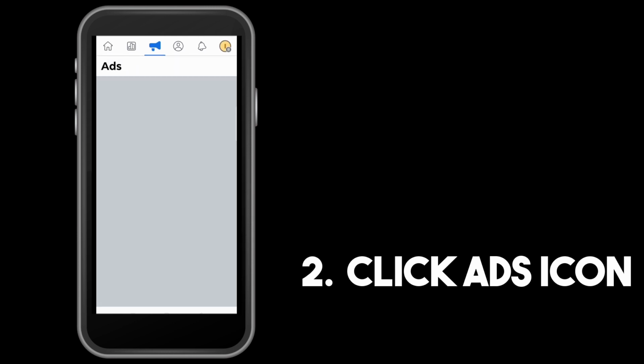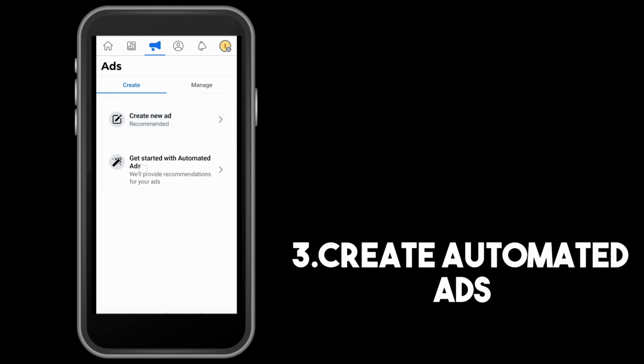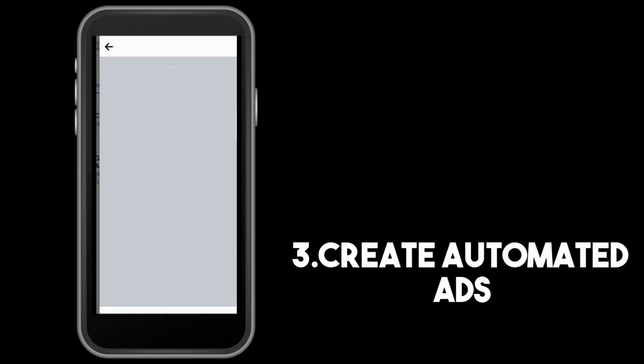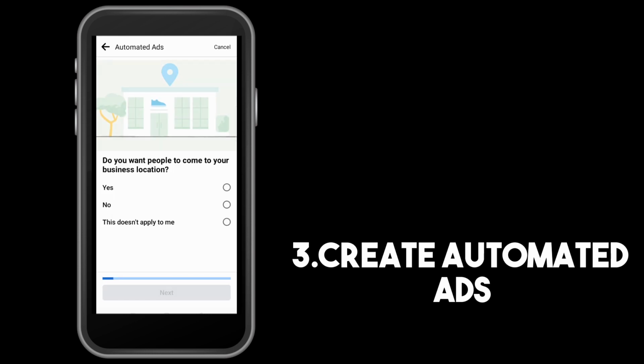Once you click this one, it will take you directly into this page where you can see create new ad and get started with automated ads. You have to click the second one. Now to get started, all you have to do is to click check on the small circles here.